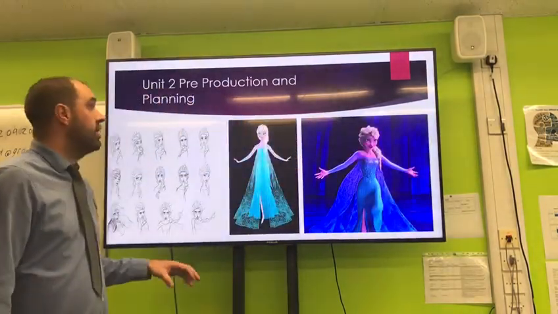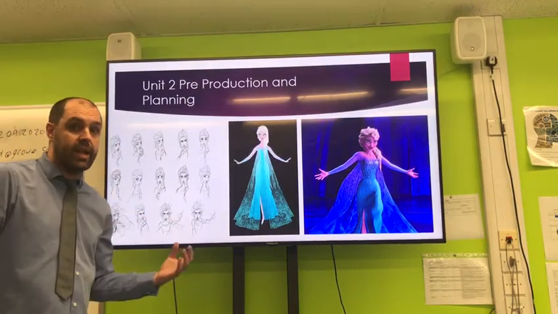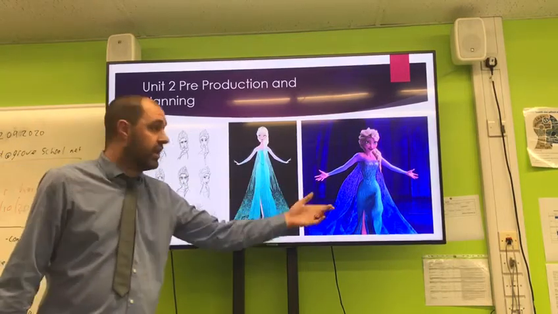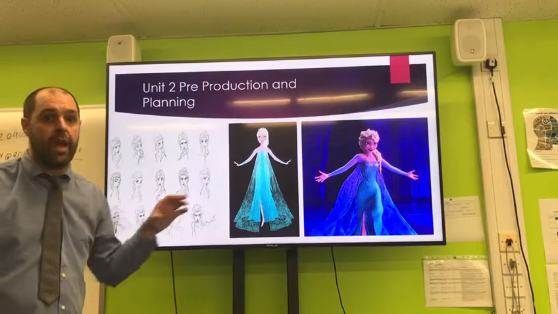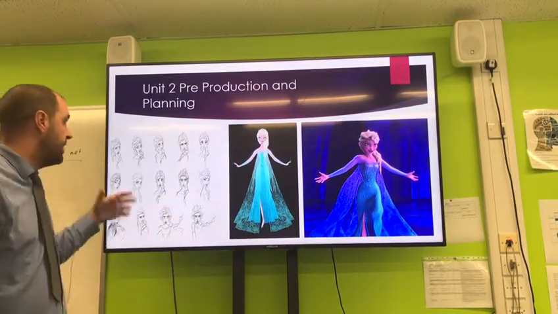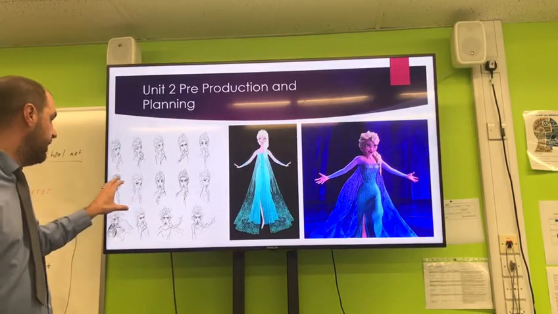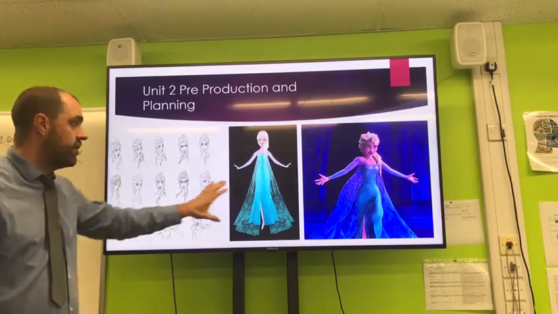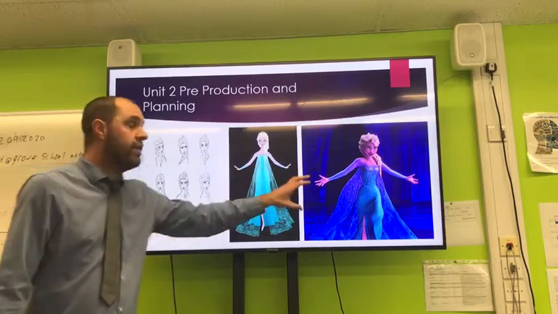Then in Unit 2 we look at the pre-production and planning. Okay? This again is an exam that you'll do in year 13. With any final media product, like you've got here, the final Elsa character, there are stages of development. So any final product will have gone through this pre-production planning. You can see here you've got sketches of what Elsa will look like, different kind of facial features. Then once they've got this decided, they'll do a simple design, what she will look like, and then it'll go to the final version.